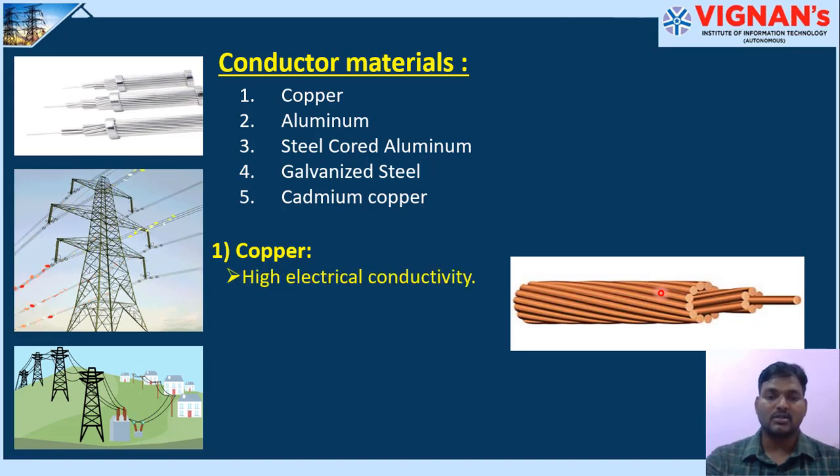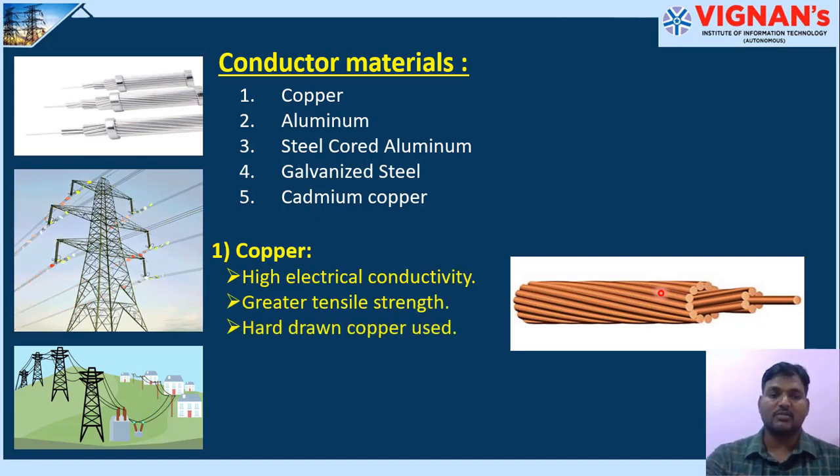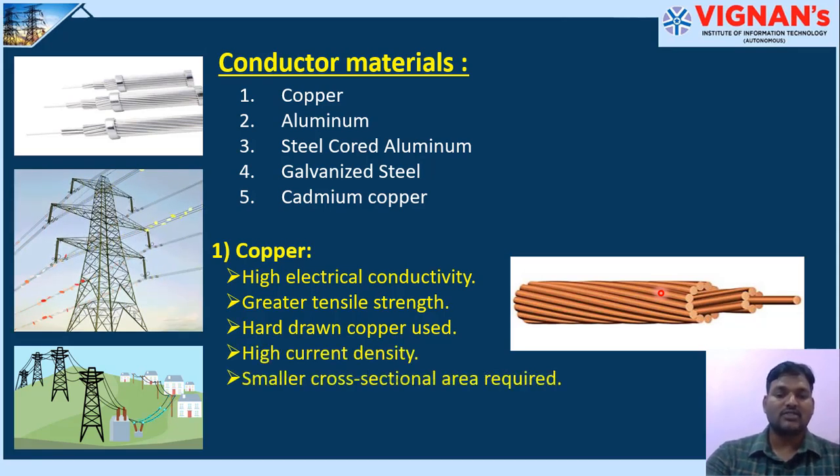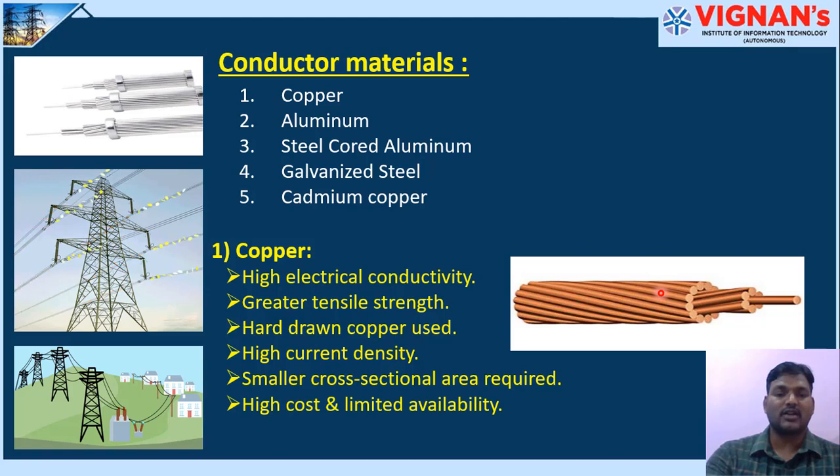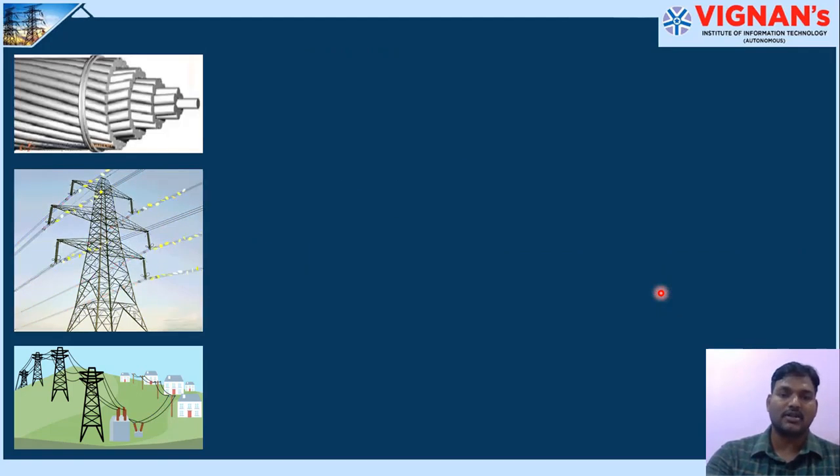Copper has good electrical conductivity. It has great tensile strength. That means it is resistant to winds and does not break when it is stretched with great force. Hard rolled copper is generally used, which has very high current density, and a smaller cross-sectional area of copper is required. The disadvantage of copper is that it has high cost and the availability of copper is limited.